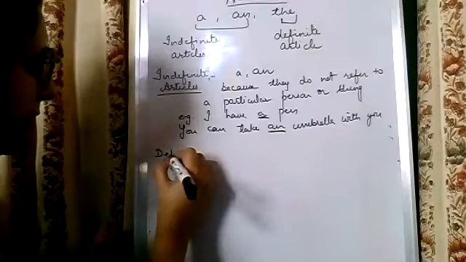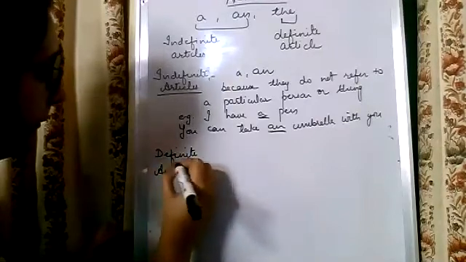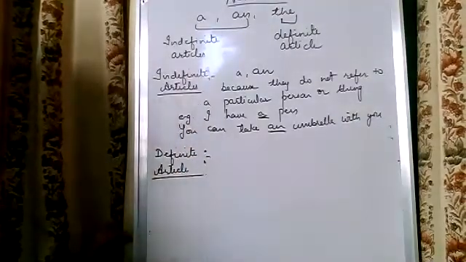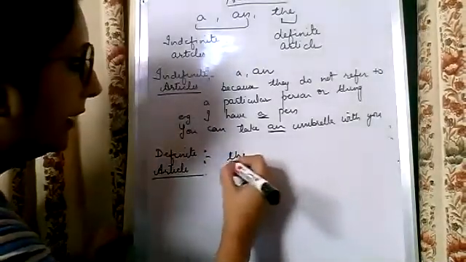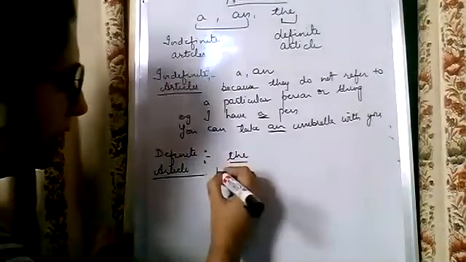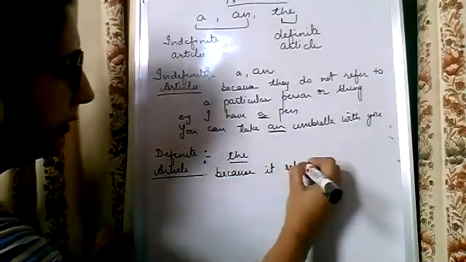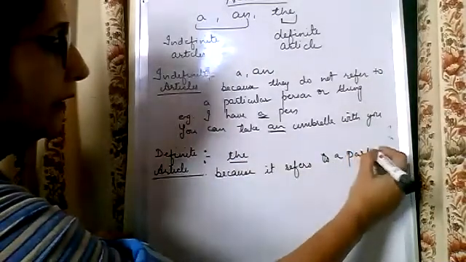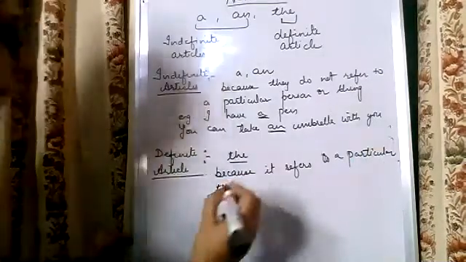So this is the reason why they are called indefinite articles. Next we will have the definite article. What is the definite article? It is the. The is the definite article. Why is it the definite article? Because it refers to a particular thing.